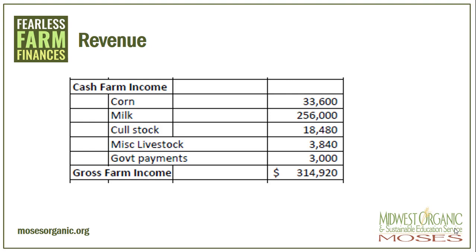Corn sales, milk sales, the sale of any cull breeding stock, and any other miscellaneous livestock income. Any government payments are also included in this section. So by this, you get your gross farm income.